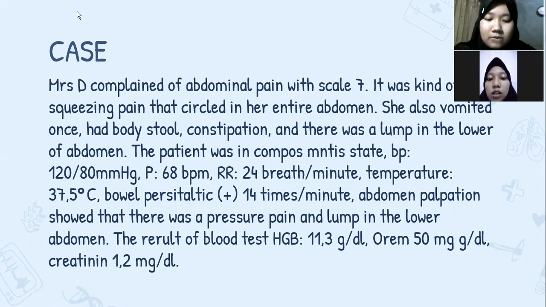Blood pressure is 120 per 80 and pulse is 60. Respiratory rate is 24 breaths per minute. Temperature is 37.5 Celsius. Bowel peristaltic is 14 times per minute. And abdominal palpation showed that there was a pressure point and a lump in the lower abdomen. The result of the blood test, hemoglobin is 11.3, ureum is 50 milligram, and creatinine is 1.2 milligram.